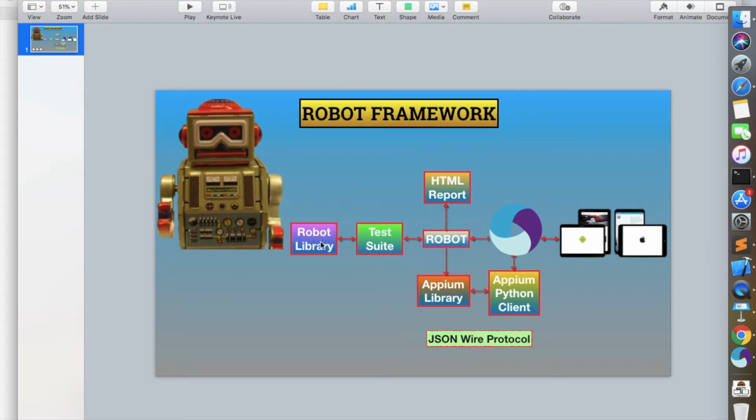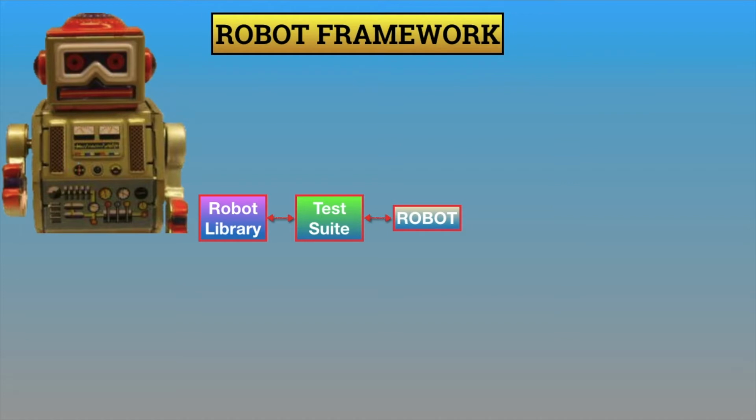Let me show you the animation which I created. We have the Robot library, which is the inbuilt library of Robot Framework. We have the test suite, the test cases which we are writing for automating our application. Then we have the Robot executor, and then the Appium library, which is the Robot external library. We will see what it is and what it contains.